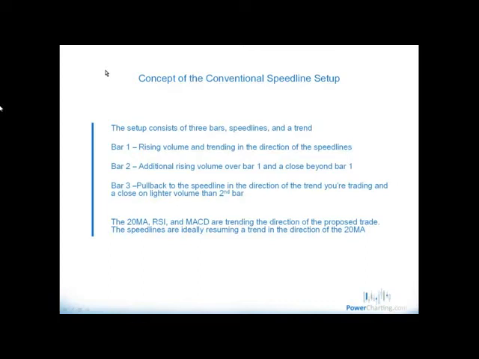The 20-period moving average, the RSI, and the MACD should all be trending in the direction of that proposed trade. So the speed lines really are ideally resuming a trend in the direction of the 20-period moving average.